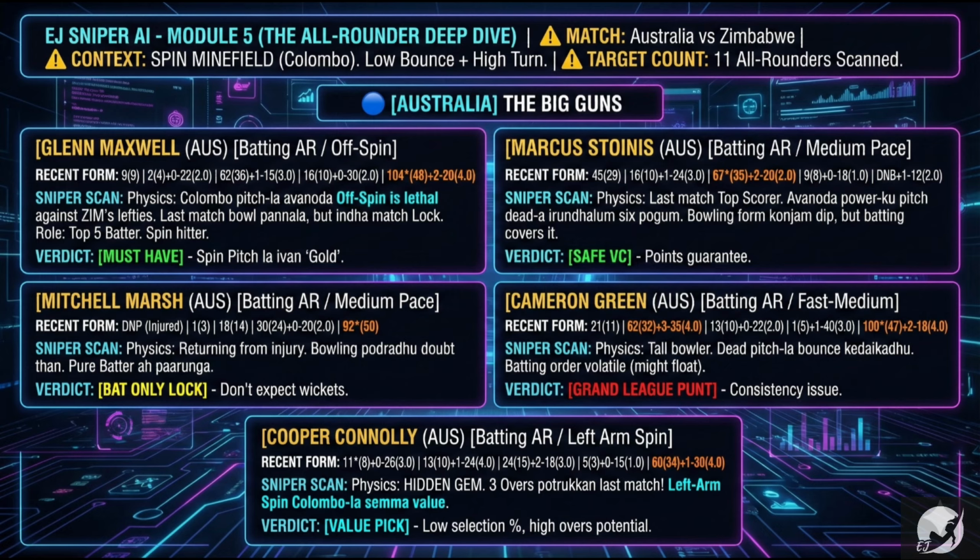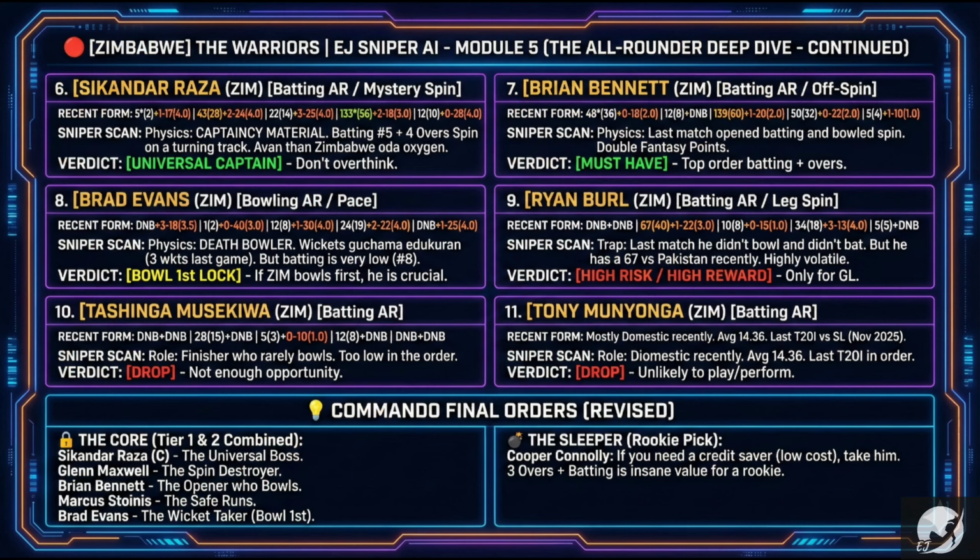Now, let's check the Zimbabwe Warriors. Sniper. Shift focus to the Zimbabwe Warriors. Target number 1. Sikandar Raza. He is the oxygen of this team. He bats at 5, he bowls 4 overs of mystery spin, and he fields in the hotspots. The verdict is absolute. Universal captain.